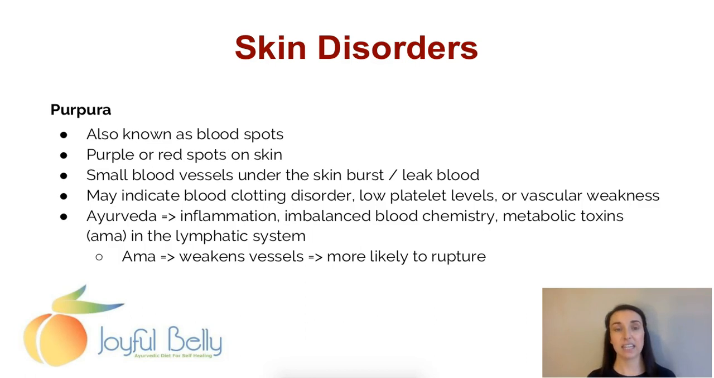In Ayurveda, it tends to be a sign of inflammation, imbalanced blood chemistry, or metabolic toxins, ama, in the lymphatic system. This is because ama tends to weaken the vessels and makes them more likely to rupture.